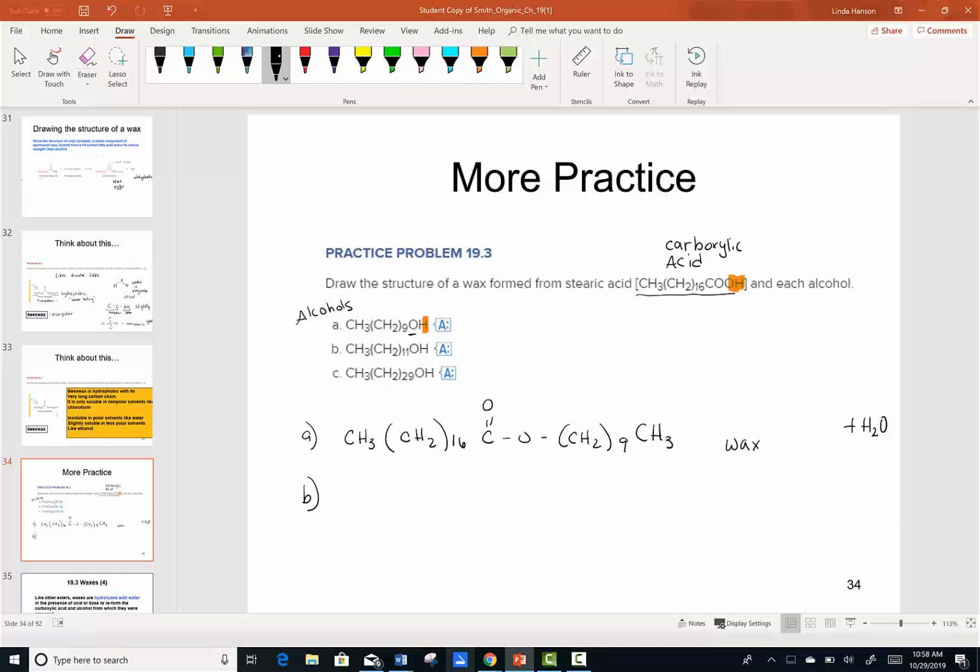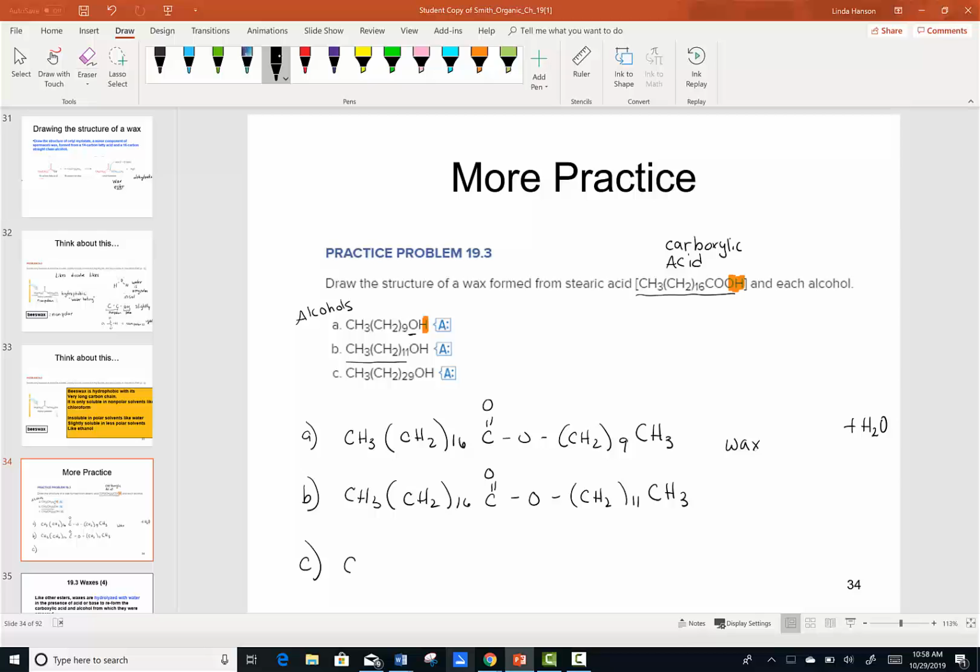Letter B. We start with the same carboxylic acid, so the left side of our wax has the exact same structure throughout all of this problem. What is only going to be different is the original primary alcohol. This time the alcohol has 11 groups of CH2 units, ending with the CH3.